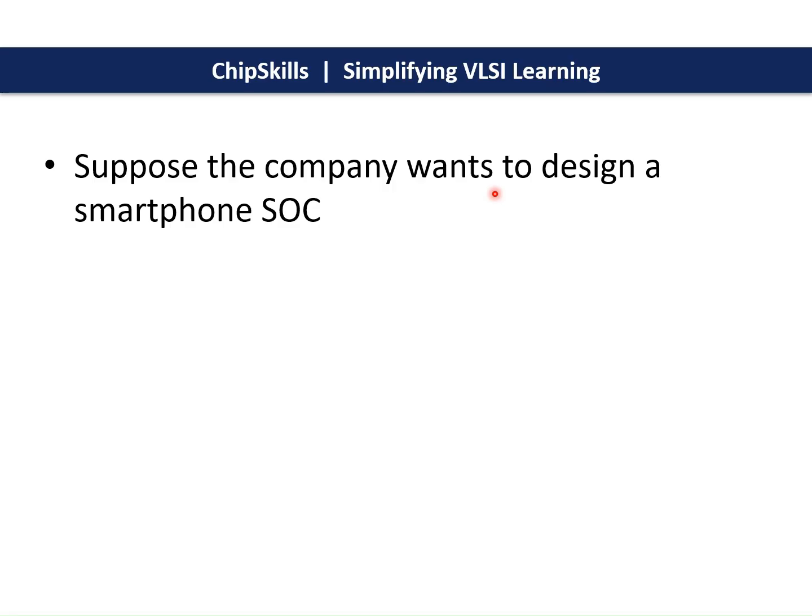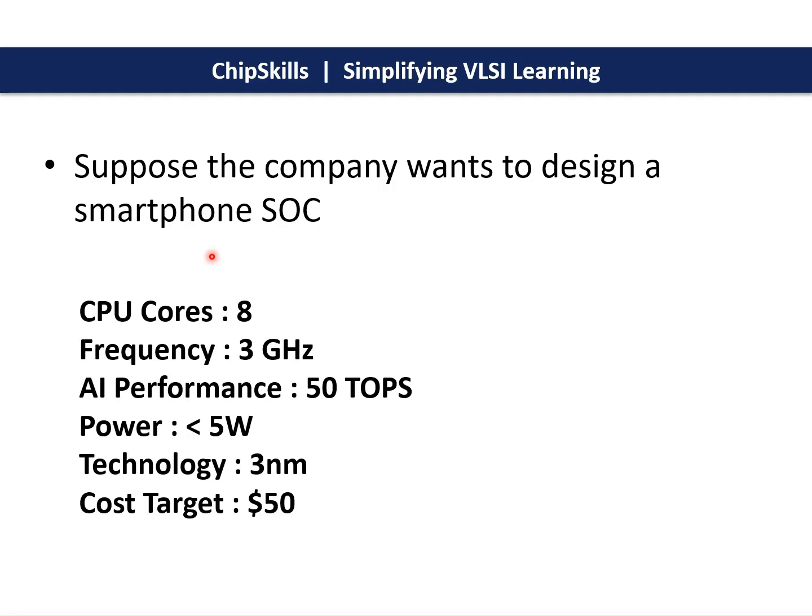Let's take one more example. Suppose the company wants to design a smartphone SoC. They need to mention all the requirements in the specification. Let's see what are the requirements mentioned in the specification. CPU cores 8, frequency 3 GHz, AI performance 50 trillion operations per second, power less than 5 watts, technology 3 nanometers, cost target $50. All these are mentioned in the specification document.